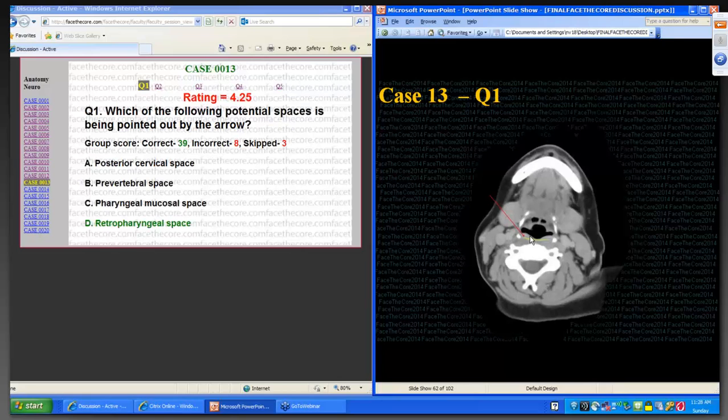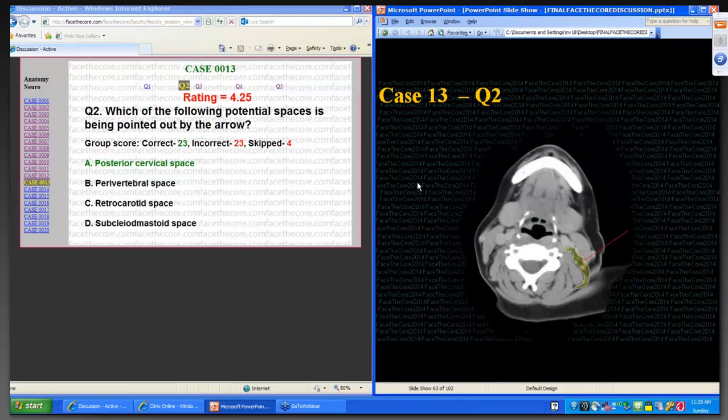It's important to not confuse retropharyngeal abscess with retropharyngeal effusion. You can have a small amount of edema in the retropharyngeal space from inflammatory processes, but it really should not be called an abscess until you see that well-formed rim-enhancing lesion.